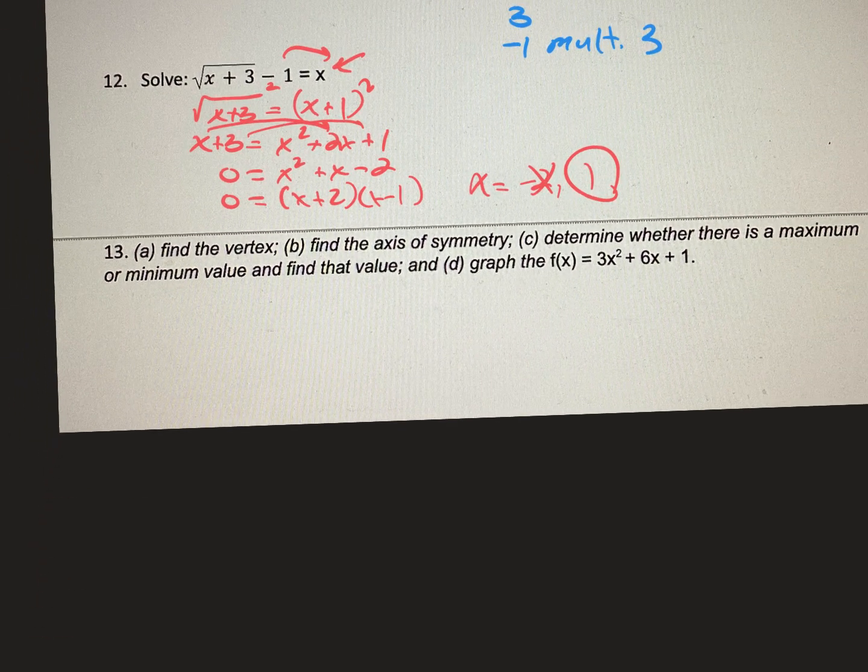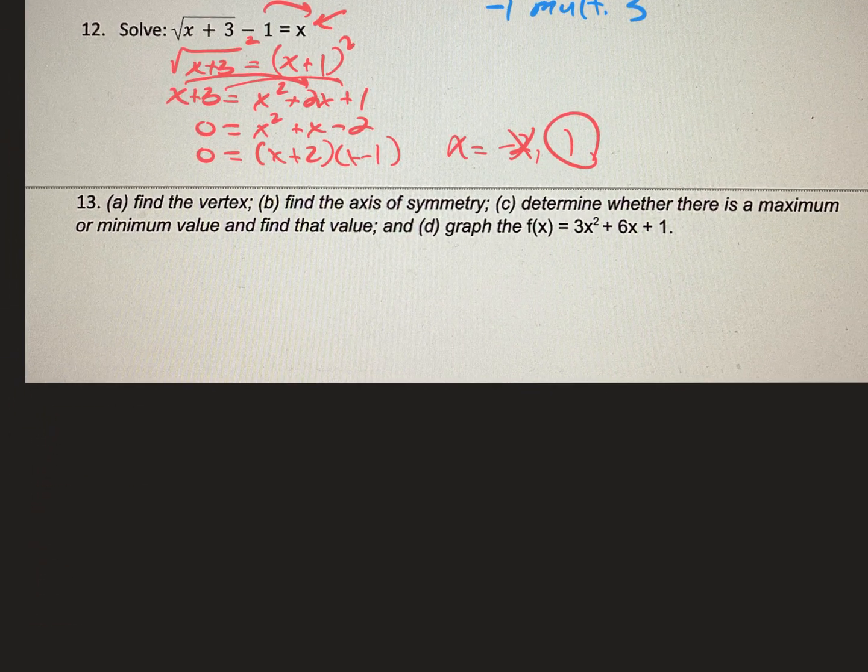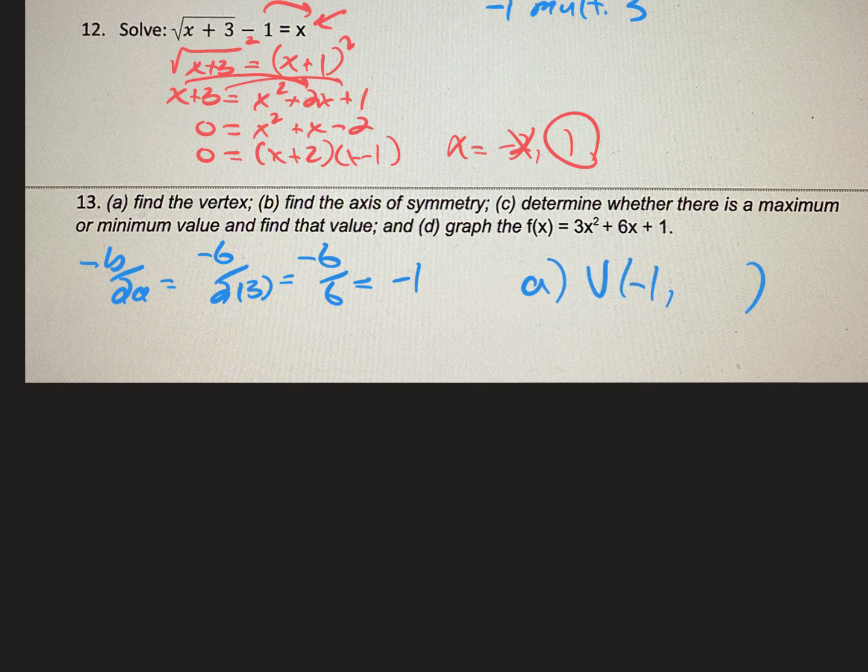Awesome. Number 13. Find the vertex, axis, max or min, and graph. We don't have to graph if we don't want to, but let's do the first 3 parts. Find the vertex. I'm going to use negative b over 2a. So negative 6 over 2 times 3, which is negative 6 over 6, which is negative 1. So my vertex is going to be negative 1 something. To find the y-coordinate, you just plug that negative 1 in. So 3 times negative 1 squared, minus 6 times negative 1, plus 1. That's going to be 3 minus 6 plus 1. That's negative 2. There's my vertex.